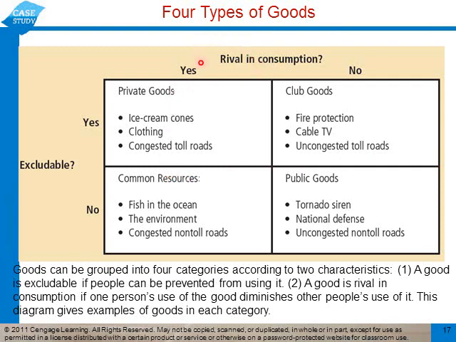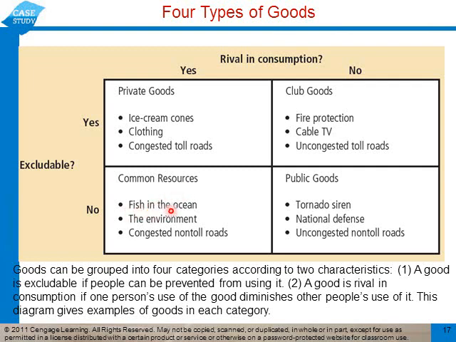The second concept is rivalry in consumption. That is, a good is rival in consumption if one person's use of the good diminishes another person's use of it. So in this case, you have two alternatives. That is the one that we are discussing. Common goods. It means that when someone is using these common resources, they are preventing other people from using them. So there is a rivalry.